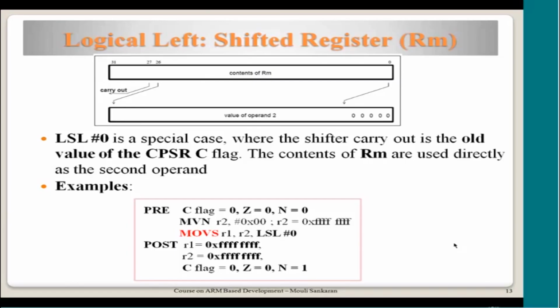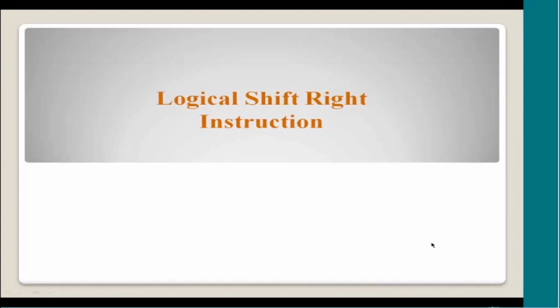Okay, so whenever you mention this kind of instruction in your code, you should know exactly what you expect the processor to do. Otherwise, you will not be able to understand what is happening in the processor. So these are all about logical left shift. Now let us see logical shift right.